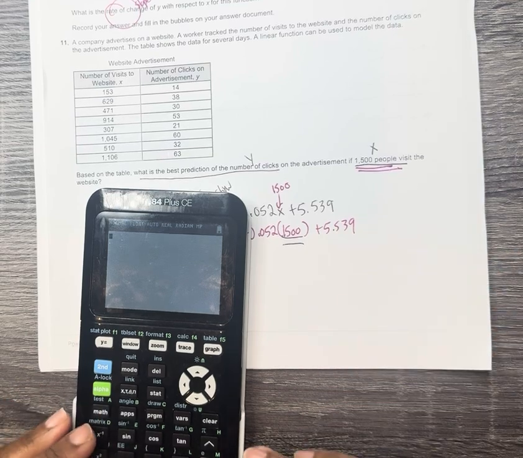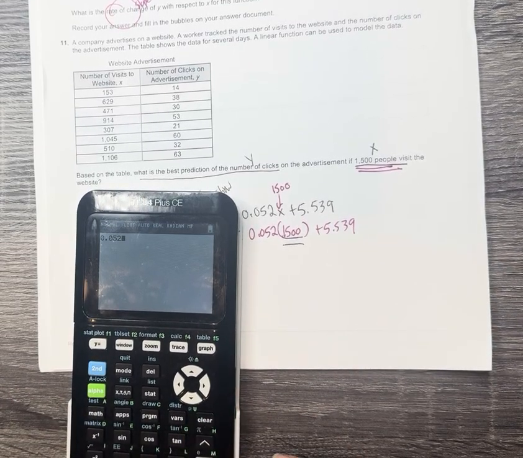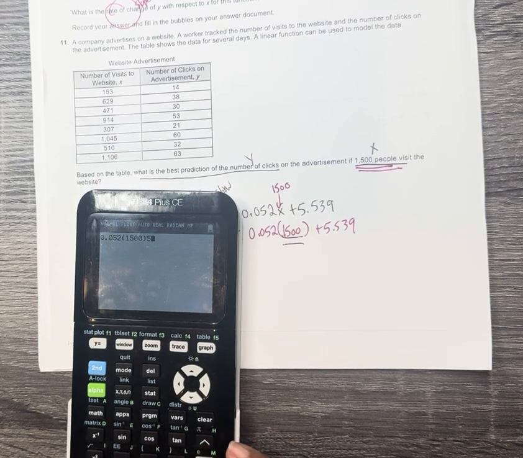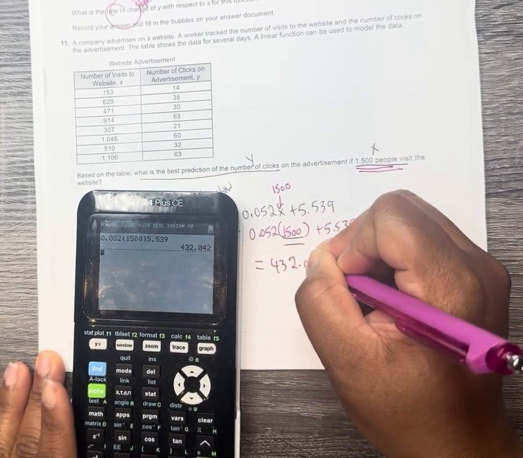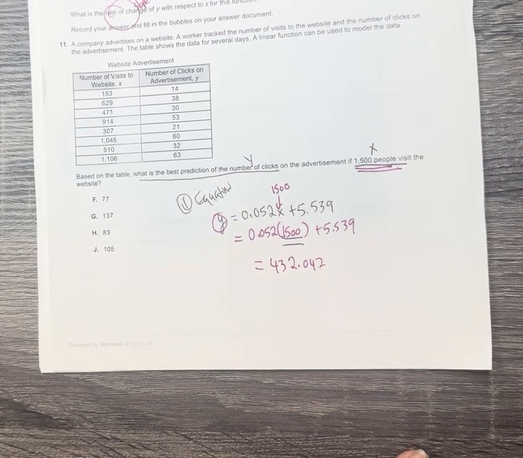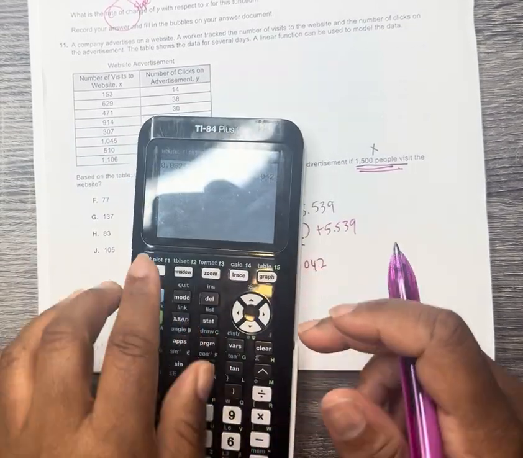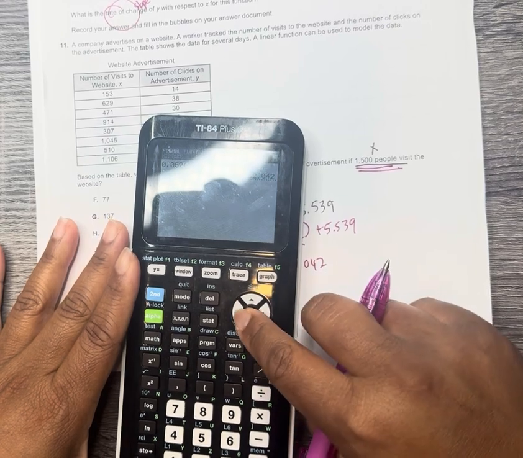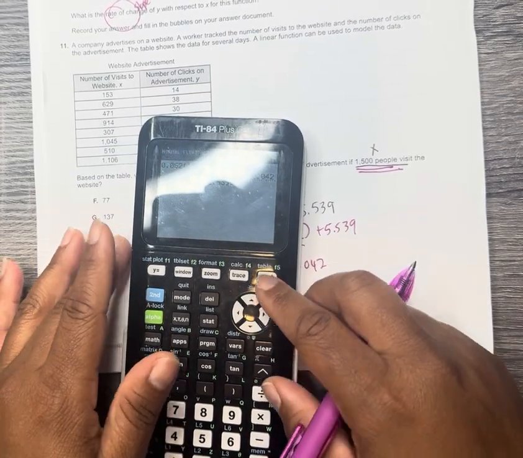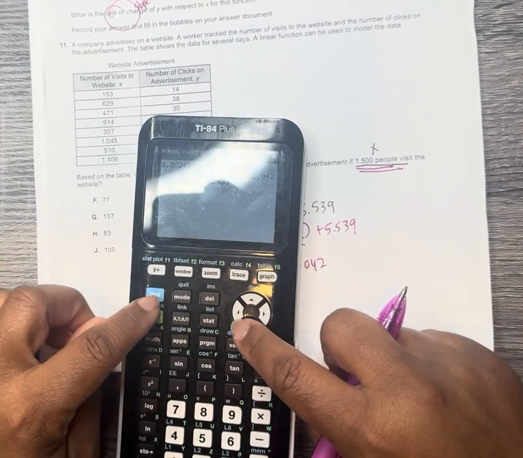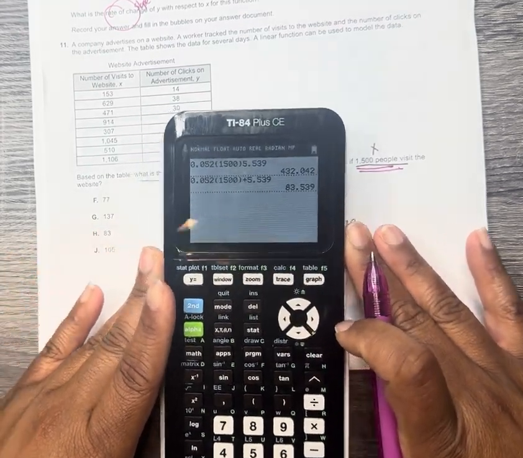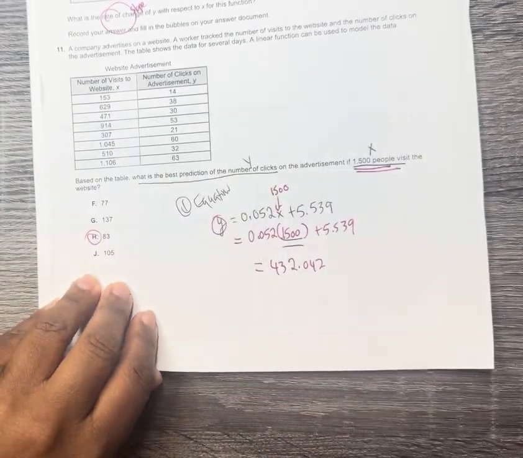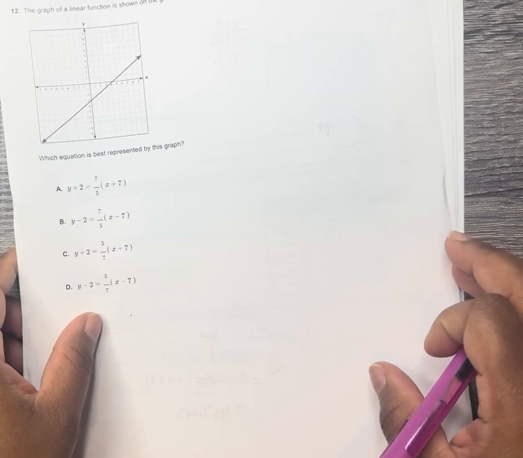So we type that in, 0.052, parentheses 1,500, close parentheses 5.539, and it gives us 432.042. So what did we miss? I see. I forgot to put the addition sign, guys. I apologize. So mistakes happen, doesn't it? So we're going to come over here and just insert by pressing second delete. We're going to insert an addition sign, and now we're going to get the right answer, which is 83.5, close to H. There we go. All right.